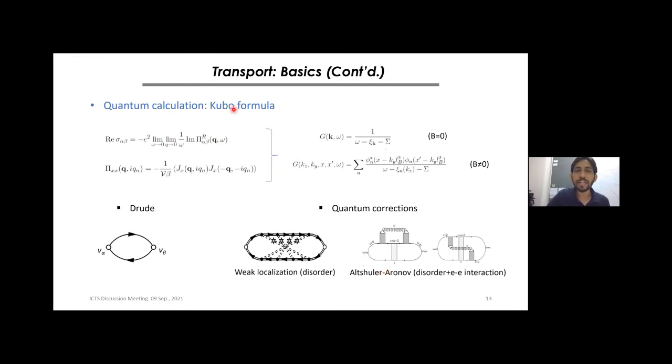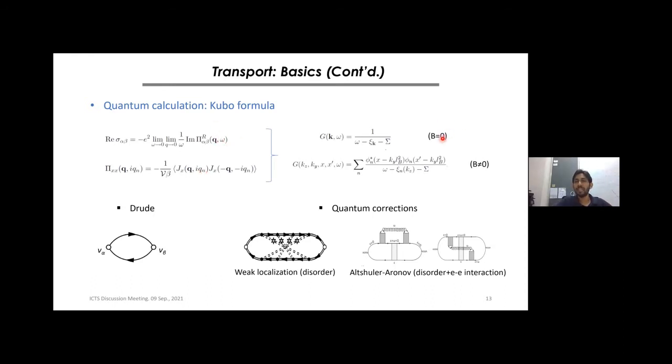So the way to do an actual quantum calculation would be simply to just use the Kubo formula, which tells us that the real part of any conductivity tensor is simply proportional to the kernel of the susceptibility tensor, which is nothing but the correlation of the current. Okay, so it's just a current correlation. Now, if you want to calculate this, it's also not very difficult.